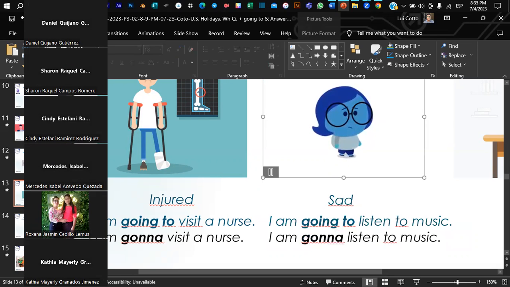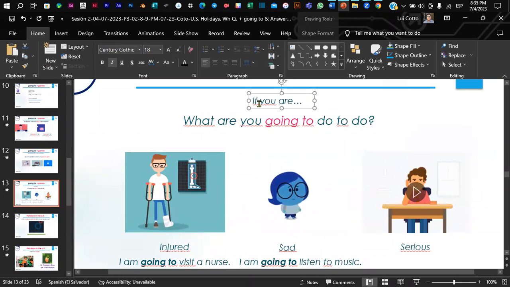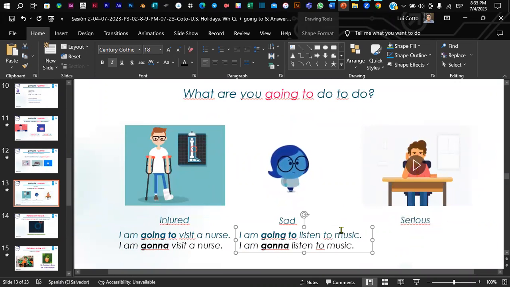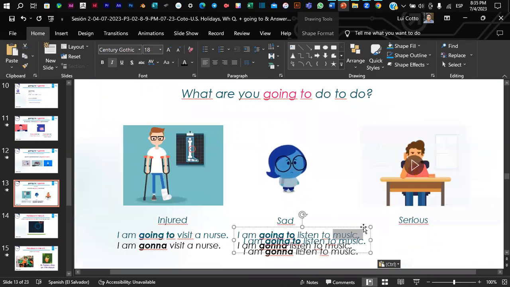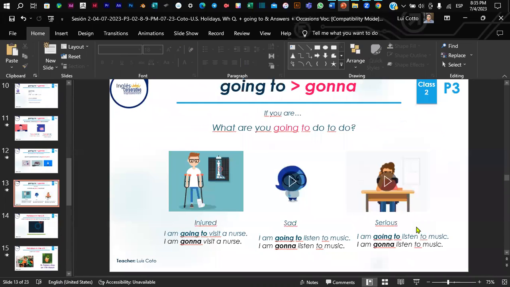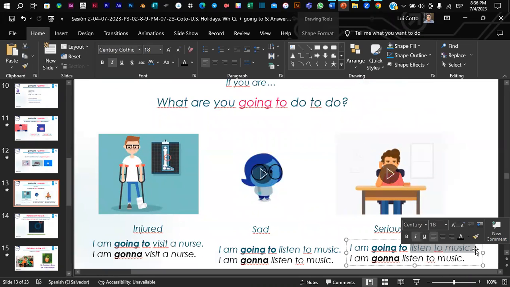Let's see, Ediselda, your turn. Su turno, your turn. Next picture. If you are serious, so serious, what are you gonna do if you are so serious? Ediselda? I go to. All right. Read a book. If you are serious, read a book. I don't know. Comic. I know.